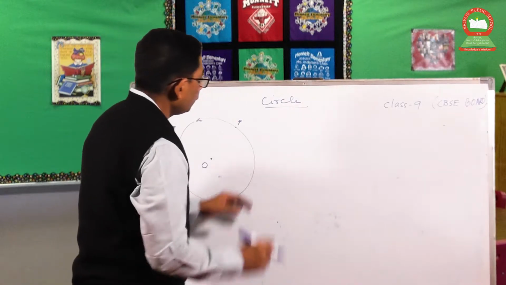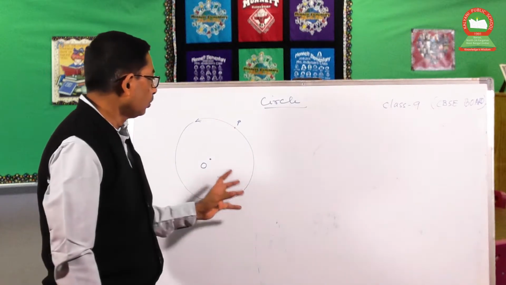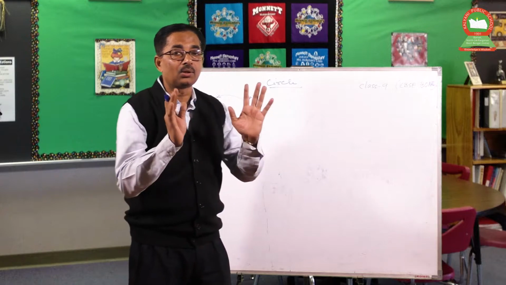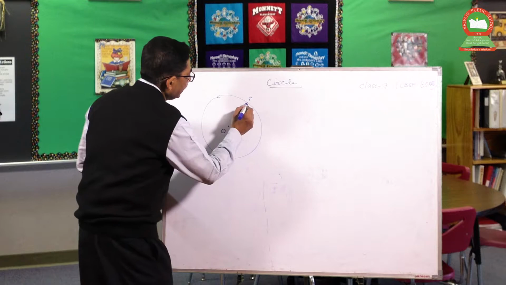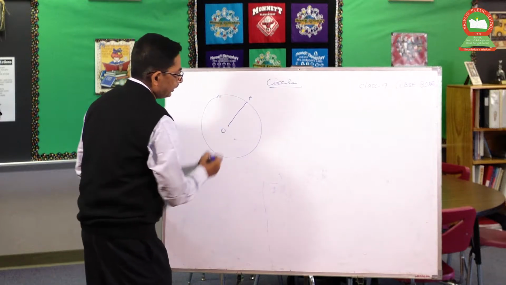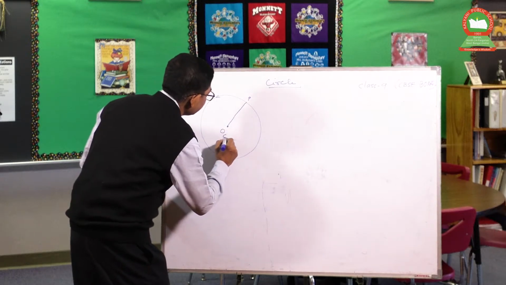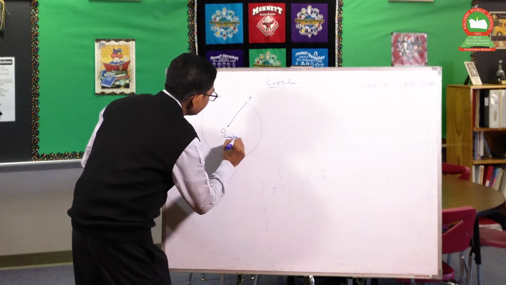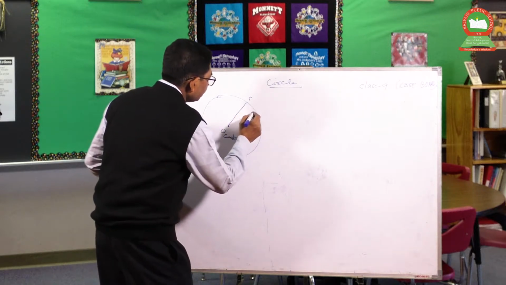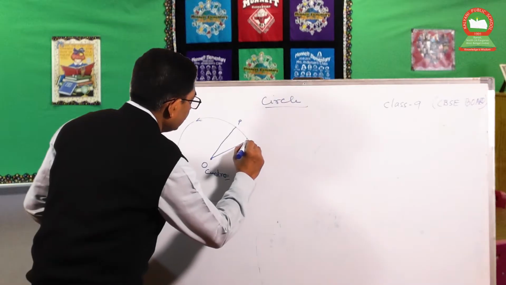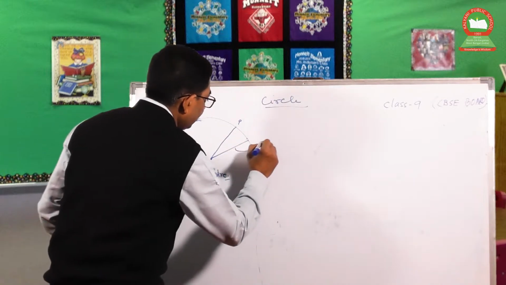Before going into the applications and other properties, we should know what a circle is and what the components of a circle are. First of all, the point that is equidistant is the fixed point, which is called the center of the circle, and the line joining the center to any point on the circumference is called the radius.